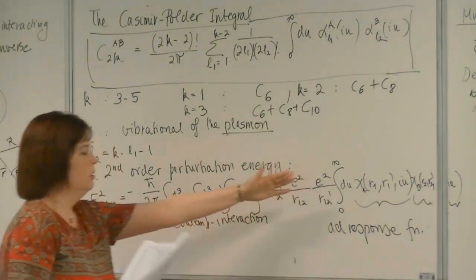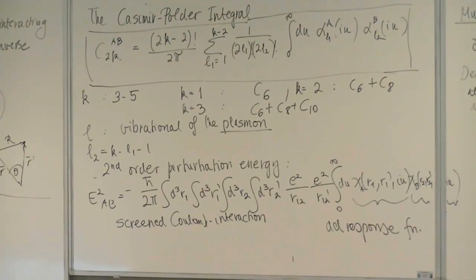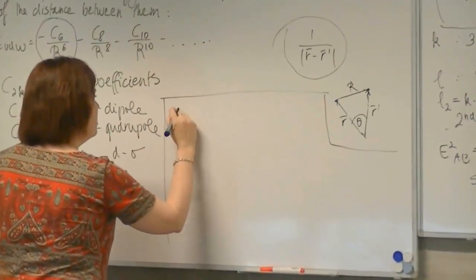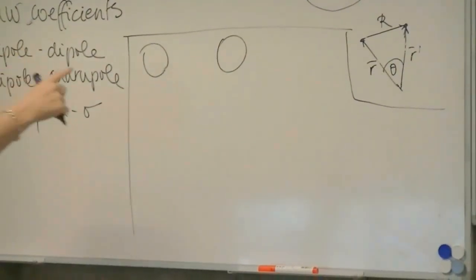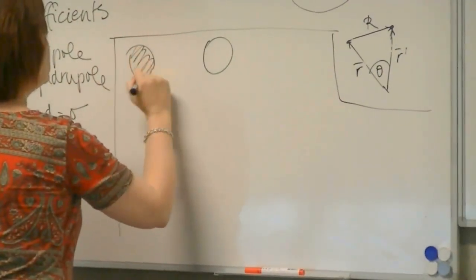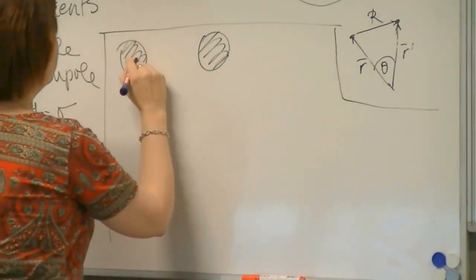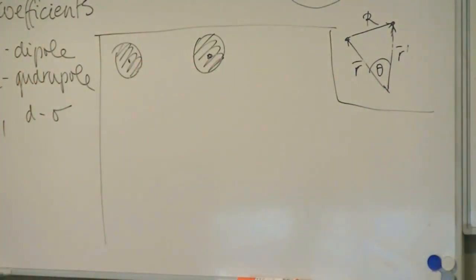Now, we want to understand where this expression is coming from. Then I need to attach an explanation to this second order perturbation energy. If you have two fragments, and as I said, I restrict myself to spheres, we have one sphere here, one sphere here, and a distance between them. How do we get the Van der Waals interactions?